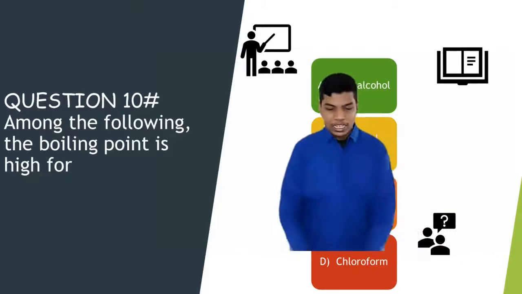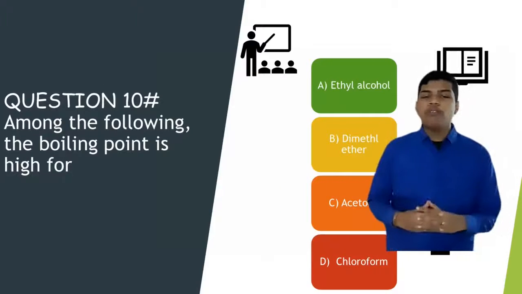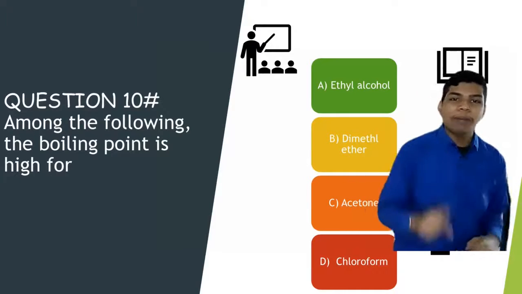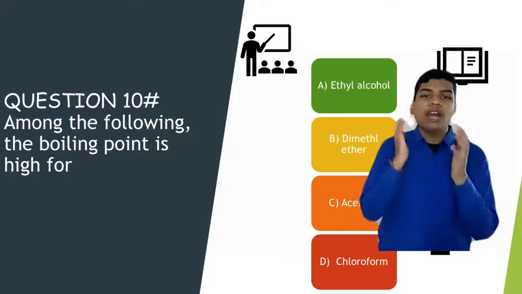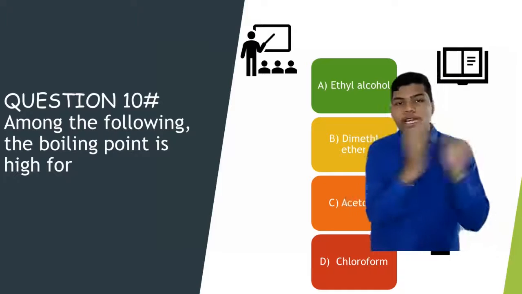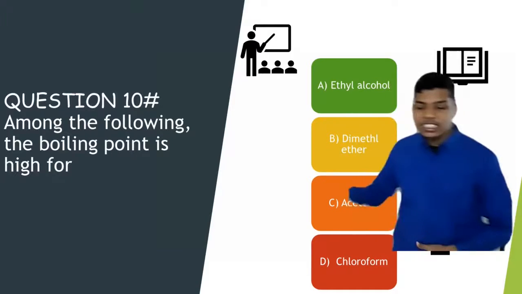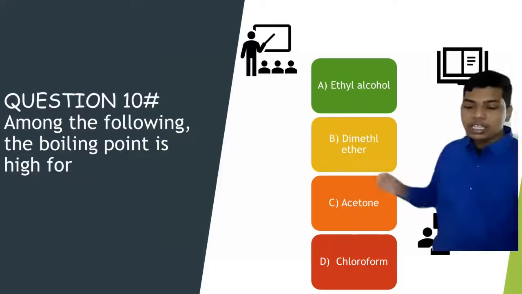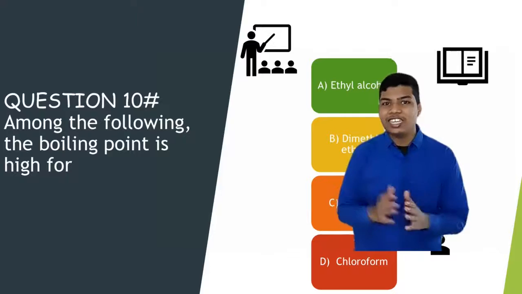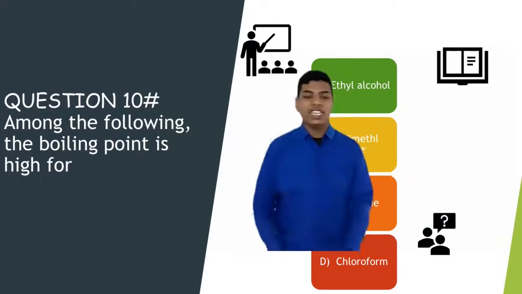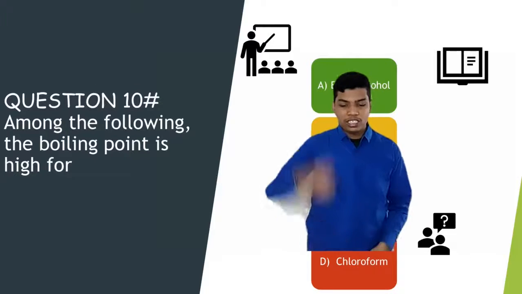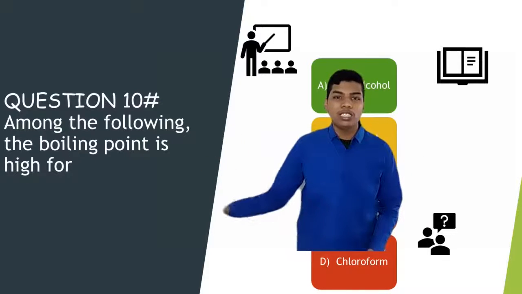The next slide is, friends, a beautiful question which I have left as homework. Please post your answers in the comment section so that we can see how many of you understood it clearly. Among the following, the boiling point is high for which: ethyl alcohol, dimethyl ether, acetone, or chloroform? What do you think will be the right answer among these four? This is a homework question, so you need to do it later and post it in the comment section.